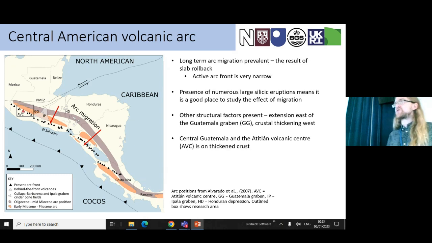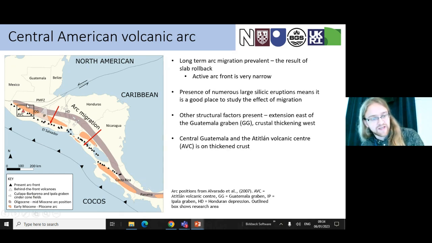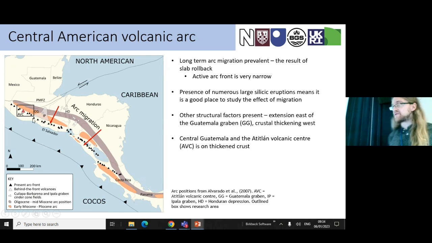And there are quite a few other structural factors. There's extension, there's thickening. In the central Guatemalan section, so right up in the northwest of the arc, there's quite a large amount of thickening, and this is where we find really, really large silicic eruptions. So this is where we focused and found our case study.